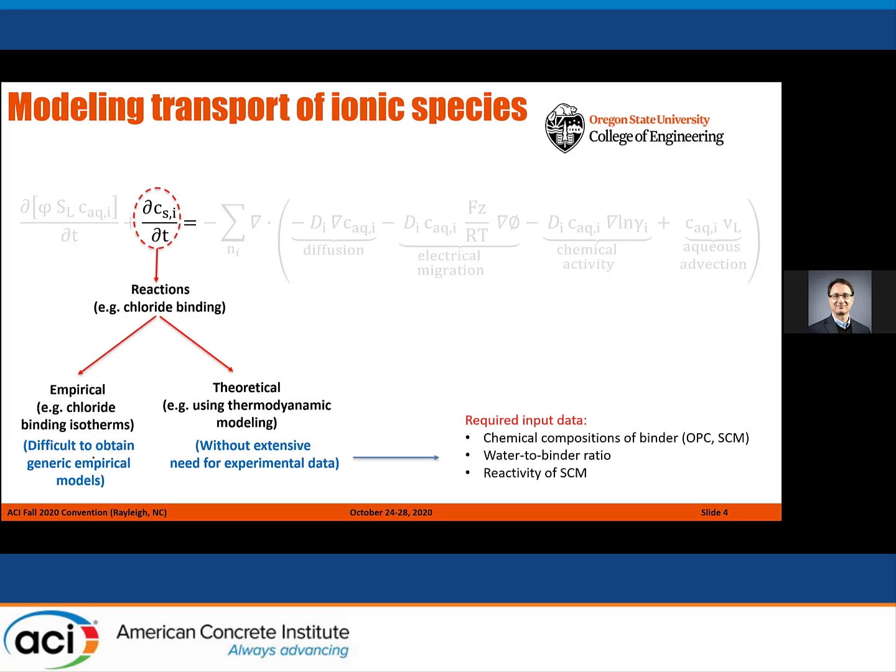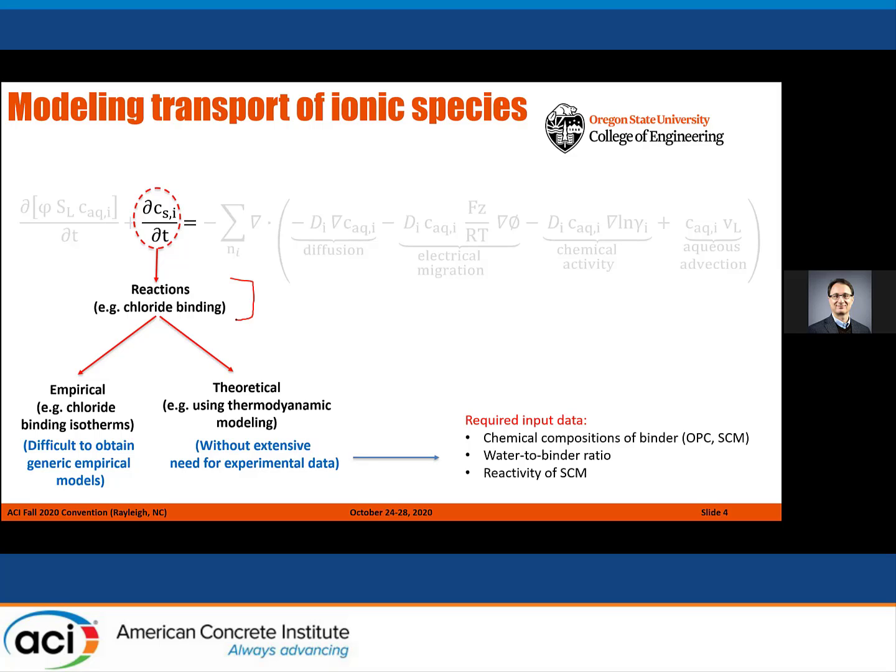But today's presentation is about something else. I'm not going to focus on those input data. I'm going to focus on reactions. There's a term in that equation. Again, you don't have to worry about what that term is or how it looks. That term is used to determine the rate of reactions in the cementitious system.